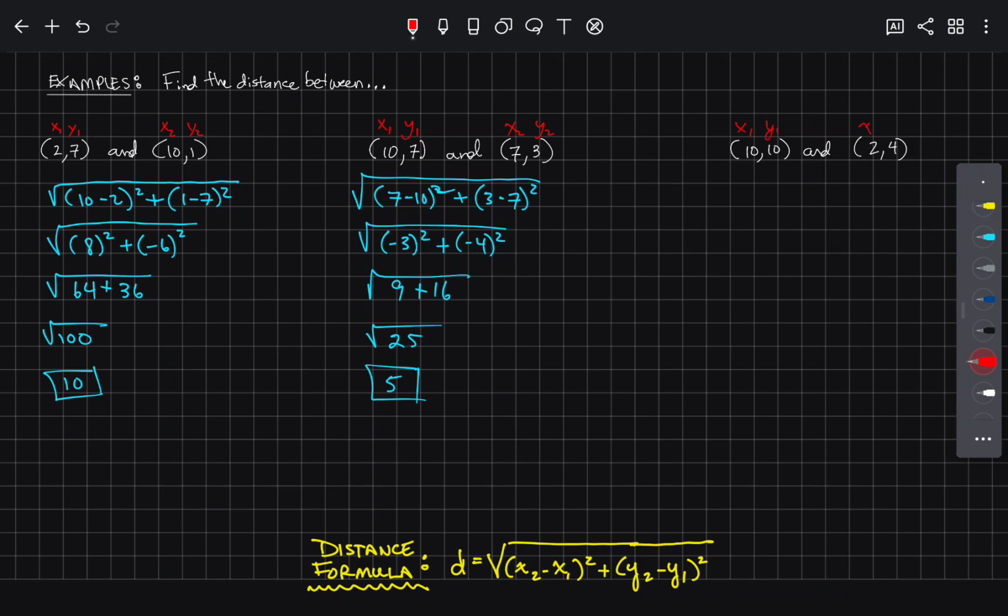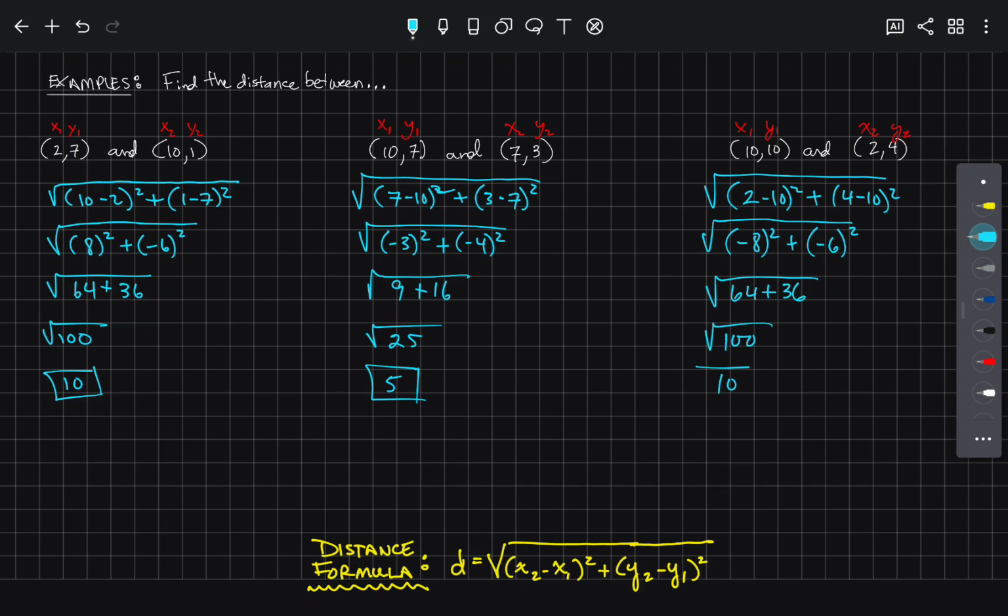x1, y1, x2, y2. All right, so x2 is 2, and then x1 is 10, so 2 minus 10, square it, plus 4 minus 10, square it, square root. Simplify inside the parentheses, it's going to be negative 8 squared, plus negative 6 squared, square root that whole thing. Negative 8 times negative 8 is going to be 64, plus negative 6 times negative 6, 36, square root the whole thing. That's going to be the square root of 100 again, 10.